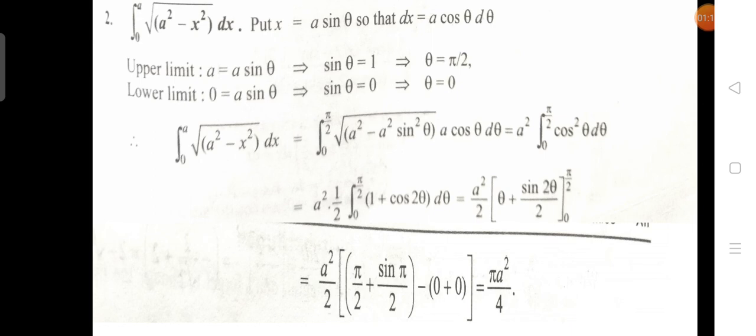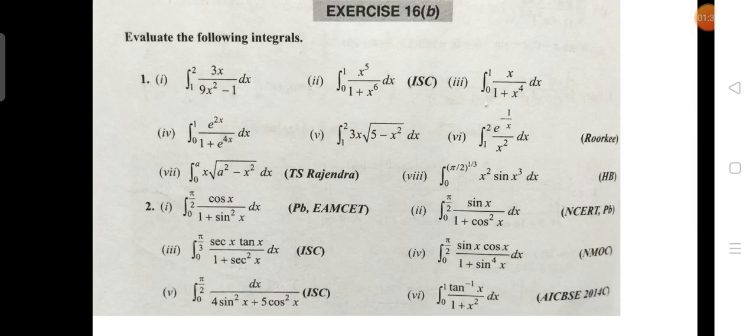So x is equal to a sine theta, so dx is a cos theta d theta, and the upper and lower limits change to 0 to pi by 2. It was 0 to a and it is changed to 0 to pi by 2. This is by the substitution method, with exercises.